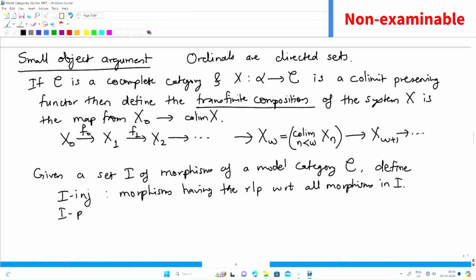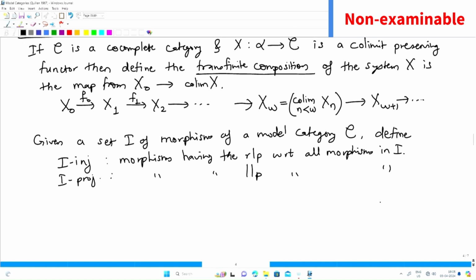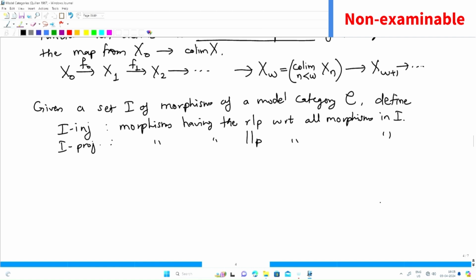Then I-proj can be defined to be morphisms having the left lifting property with respect to all morphisms in I. Then I-cof is defined to be the maps having the left lifting property with respect to I-proj. Are you understanding what I am doing?